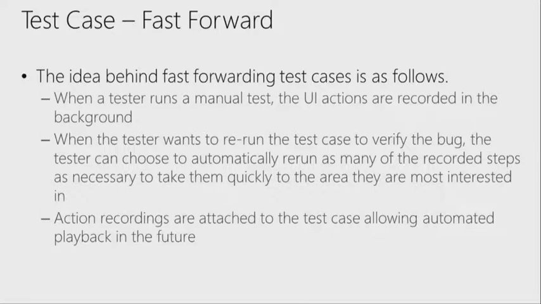But the test case fast forward certainly can be an absolute godsend when you think about some of these tests could be 60, 70 steps, and it's failing on step 56. So test case fast forward potentially allows us to highlight steps 1 through 50 and say, you know what, you go and do that for me. And then I'll take over when it gets a little bit interesting. So I think fast forward is something that manual testers really, really love.